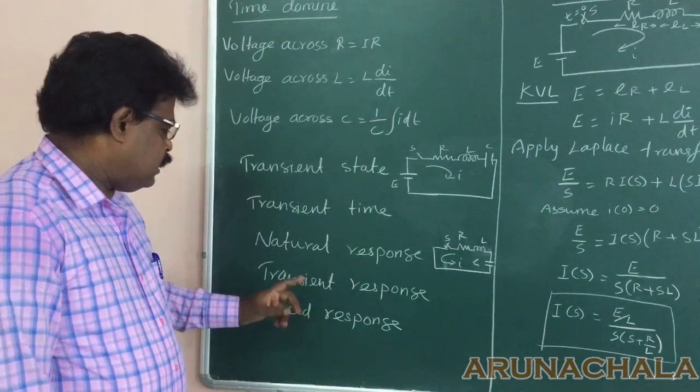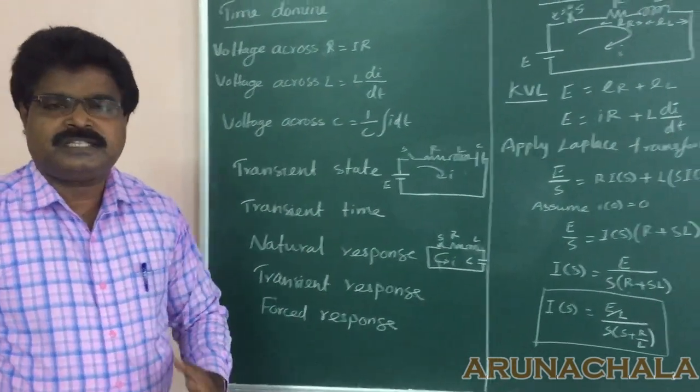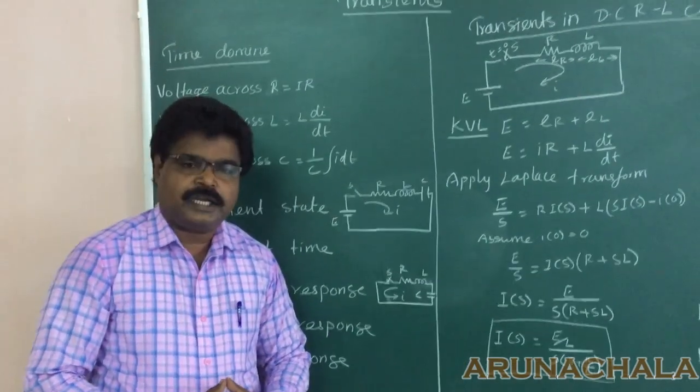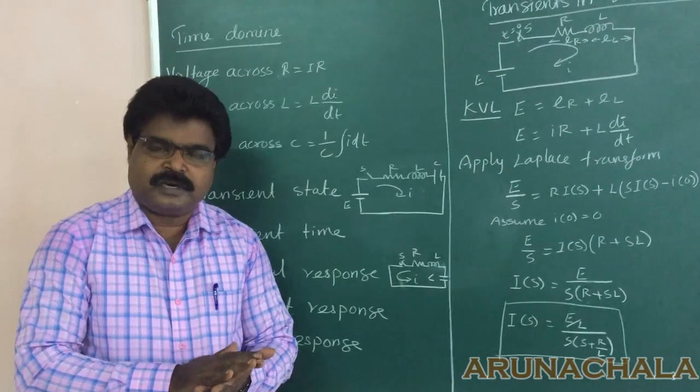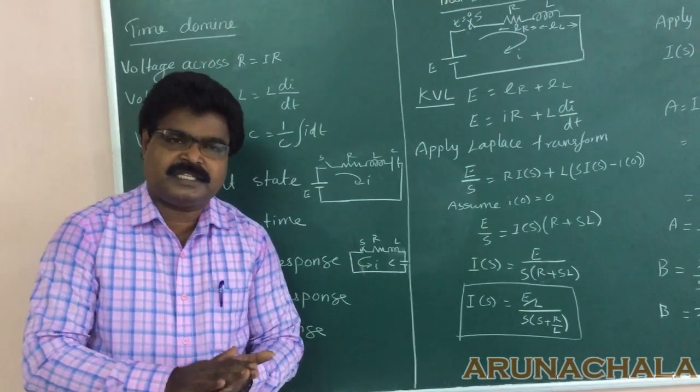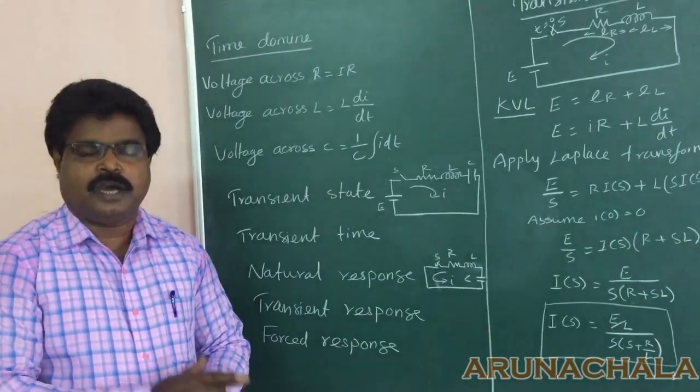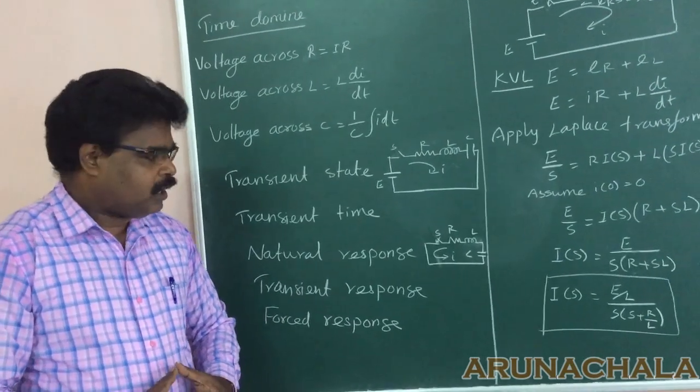Another one is natural response. What is natural response? The circuit doesn't consist of a source. So the circuit consists of energy storing devices but doesn't consist of sources, energy sources, voltage source or current source. So what will happen?